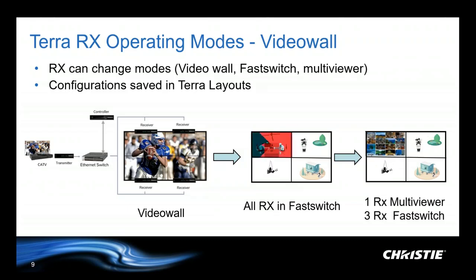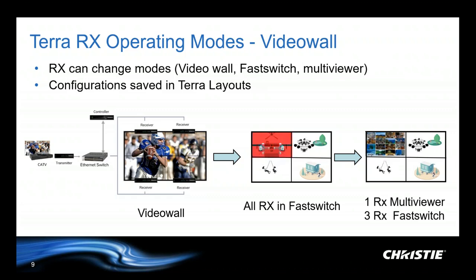And all that is actually saved in the Terra layouts. So you can recall a layout that shows a single source spread across the whole wall. Then you can recall a different layout in which you see a different source in each quadrant of the video wall, or each display of the video wall. So in that case, the receivers switch from video wall mode to fast switch mode. And then you can recall yet another layout and switch one or more of the quadrants into multi-view or something else. And you can go backwards and forwards between these layouts at any one time.